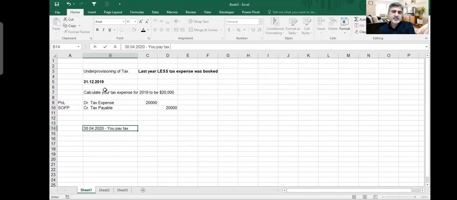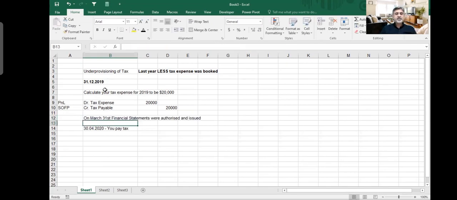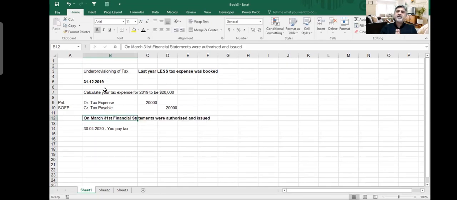Now, after 4 months, before the 30th of April, you already have published, printed, issued, and authorized your financial statements. So somewhere here, let me write down that on March 31st, financial statements were authorized and issued. So on 31st of March, we finalized the financial statements, we issued, published, printed, whatever, and we submitted it.